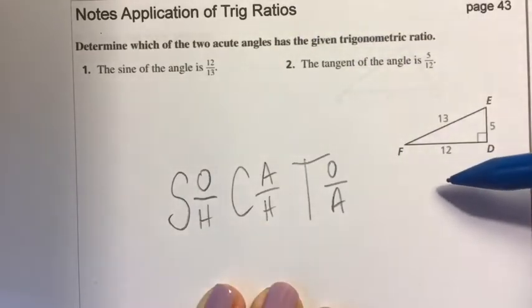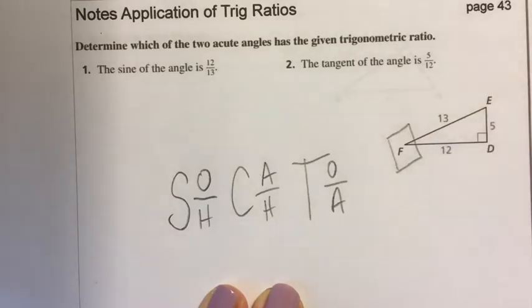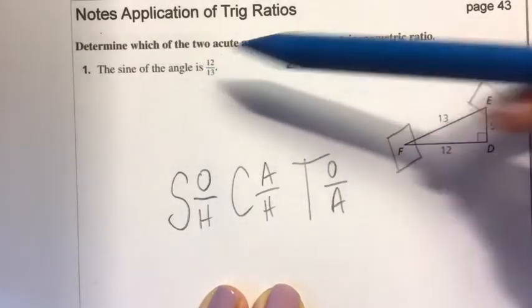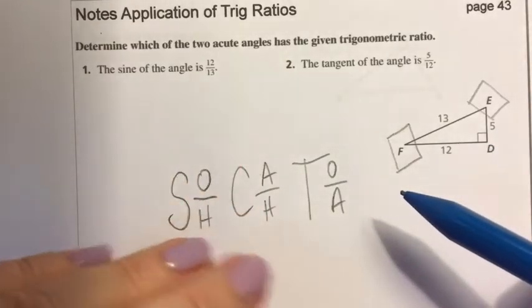It says that we want to find which of the acute angles. F is an acute angle and E is an acute angle. So those would be our answers to these questions, F or E. D, obviously, is a right angle. Let's look at this problem.